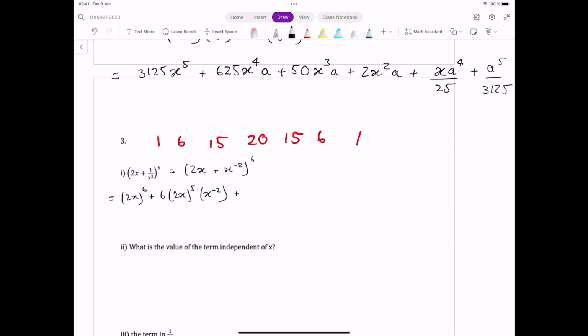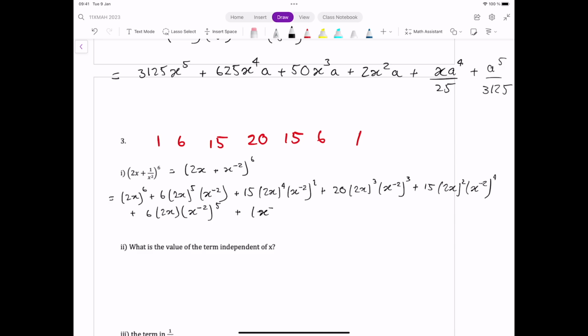Plus 15 times by 2x to the power of 4, x to the power of minus 2 to the power of 2, plus 20, 2x cubed, x to the power of minus 2 also cubed, plus 15, 2x squared, x to the power of minus 2 to the power of 4, almost there, plus 6, 2x, x to the power of minus 2 to the power of 5, plus x to the power of minus 2 to the power of 6.